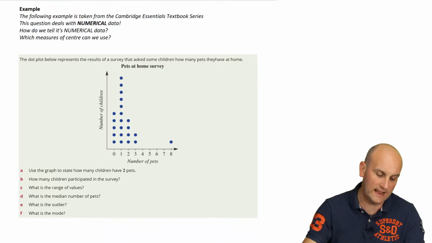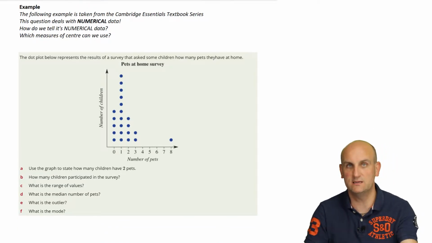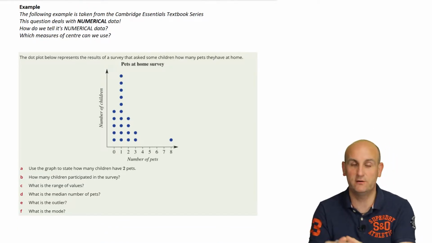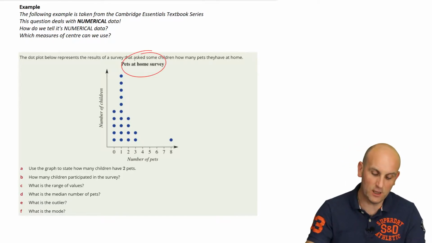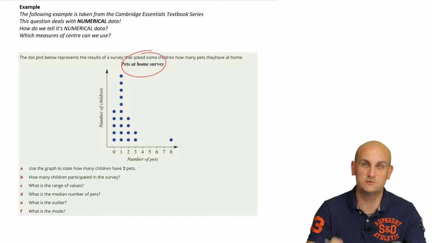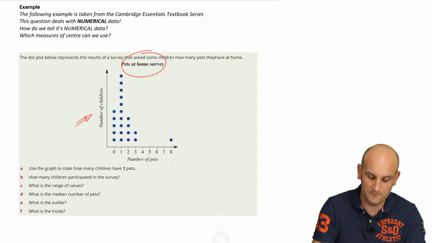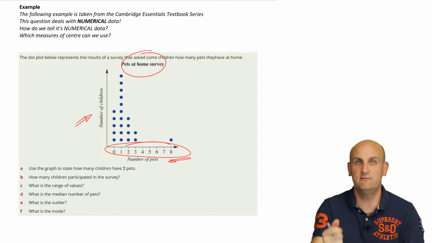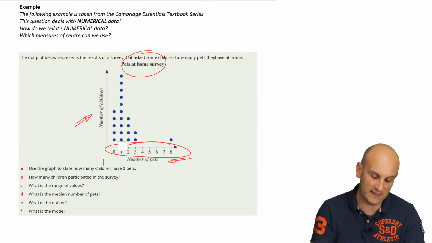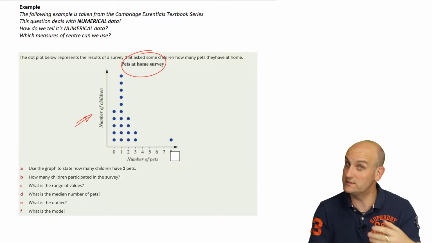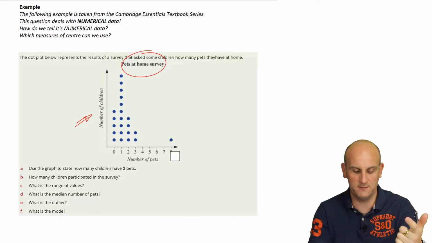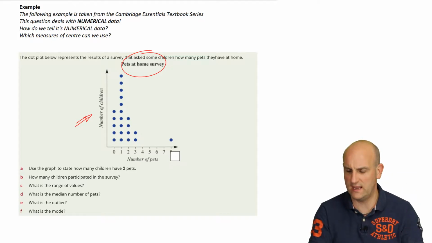Here's an example now with numerical data. So we've already said we can have numerical data and we can put numbers in order. Now, what we've got here is a Pets at Home survey. This question is taken from Cambridge Essentials. Thank you, Cambridge, for letting me use these questions. Here up the side is my number of students, and here along the bottom are my number of pets. And what do you notice about the number of pets? 0, 1, 2, 3, 4, 5, 6, 7, and 8. And so the great thing is we now have the numerical data, which means I can work out my mean, my median, my mode, and my range.